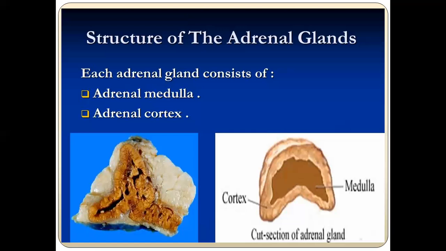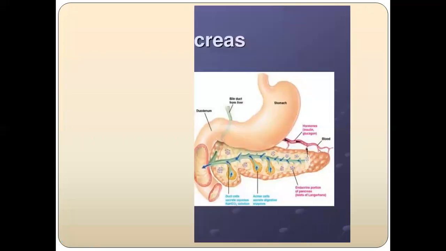And also I told you about the adrenal cortex. This outer part is the adrenal cortex. It secretes hormones called corticosteroid hormones. What is the function of this hormone? You can say homeostasis, the balance of salt and water in our blood. Is it clear?